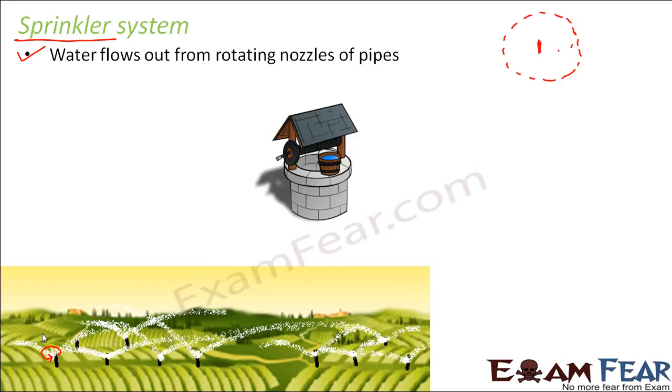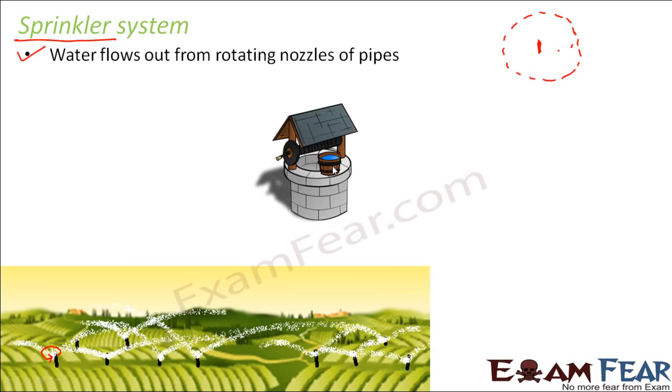Here what happens is there are perpendicular pipes with rotating nozzles on top. These are the perpendicular pipes, and if you see, they are all located at specific distances and these nozzles are rotating, that is they move in a circular path. Now such pipes are joined to the main pipeline. So let us see how exactly it works.